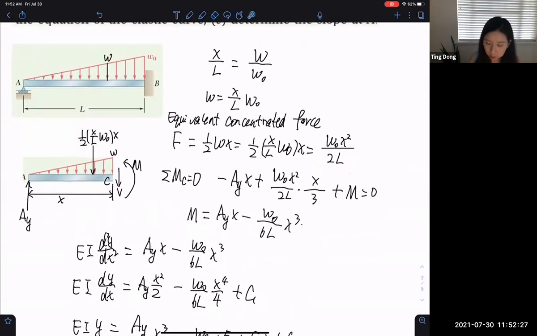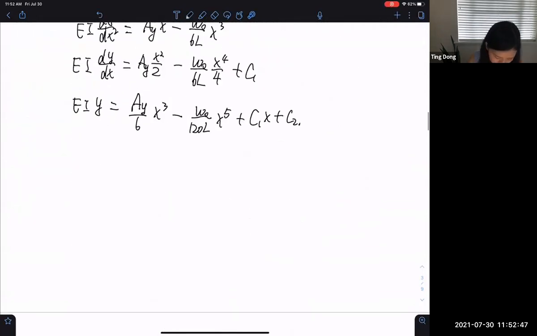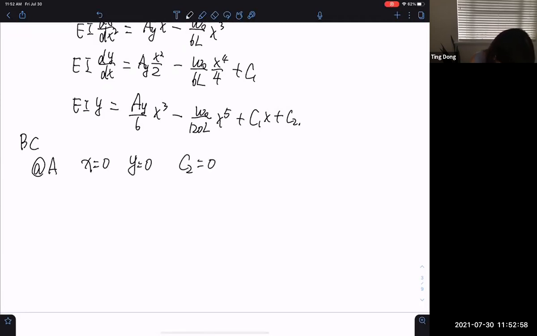So I think I already talked about it. At point A, deflection is equal to 0, right? That is the first one. At point B, deflection is equal to 0, and the slope is equal to 0. So these are the three boundary conditions we can use. At x equal to 0, y equal to 0. So C2 is equal to 0.